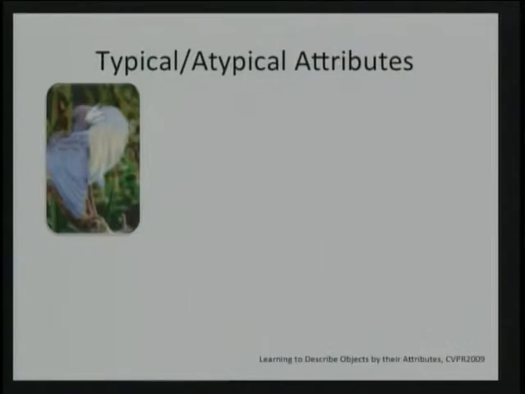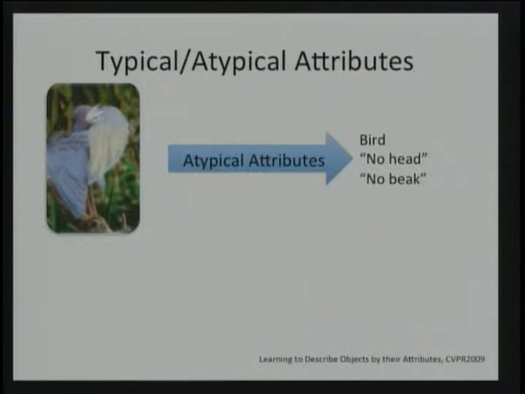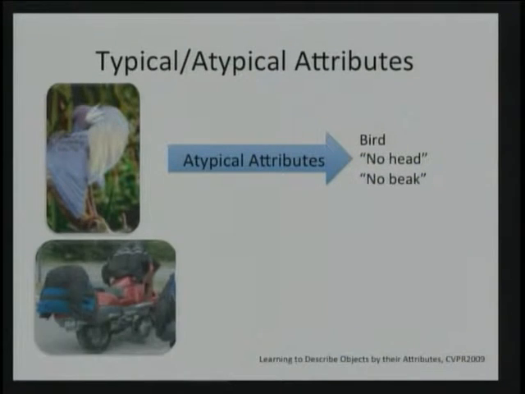I can do more than that. I can start talking about typicalities and atypicalities of instances. Assume for a moment that bird category is a category of familiar objects. So I can name it. I can say it's a bird. But I expect birds to have head and beak. When I don't see them, I can actually raise the flag. This is not a normal bird. There is no head. There is no beak. If I see something unexpected, I can report it.